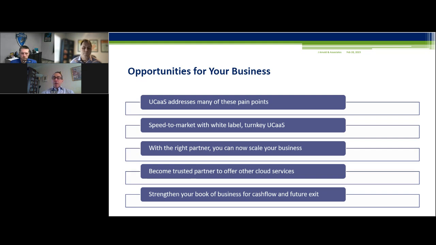And then finally, when you're thinking long-term, bigger picture, how do you strengthen your book of business when you have this MRR model in place with a lot of upside with UCaaS? Now it stabilizes your cash flow and, of course, gets you thinking about future exit. Now you've got a book of business that has some sustainable value and has pretty good long-term potential.